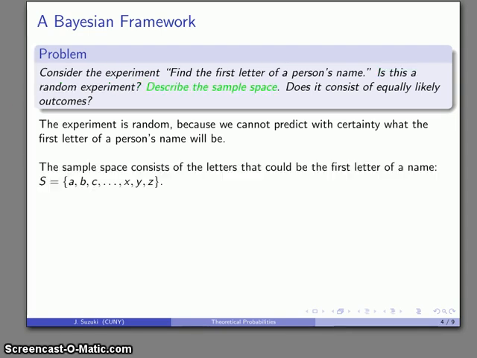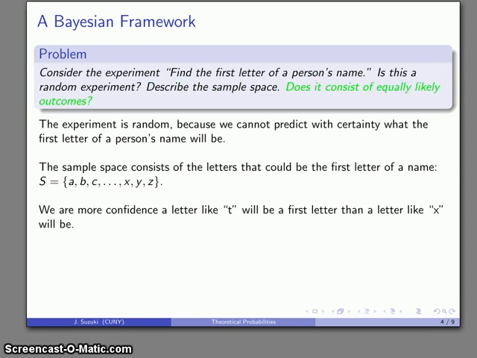And so we might consider, what's our sample space going to look like? Well, if I run the experiment, find the first letter of a person's name, then the possible outcomes are the first possible letters, and these are the letters A through Z. And so there's our sample space. Now consider this question, do we have a set of equally likely outcomes? And so here are the possible outcomes, and so the question is, do we have a feeling that some of these outcomes are either more likely to occur or less likely to occur?